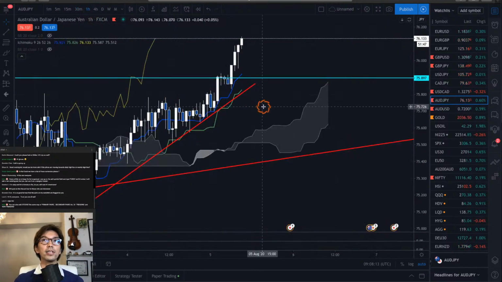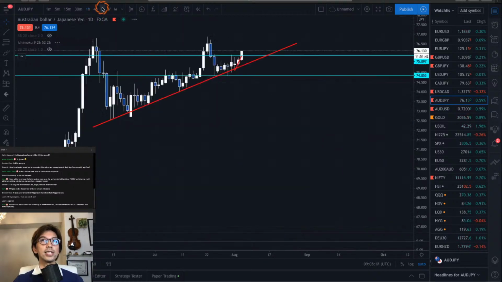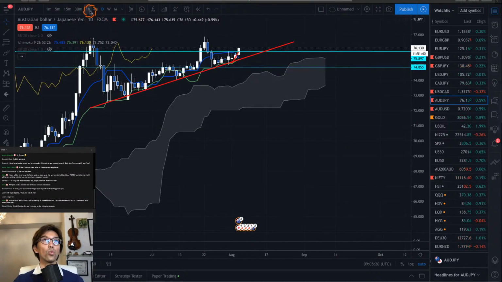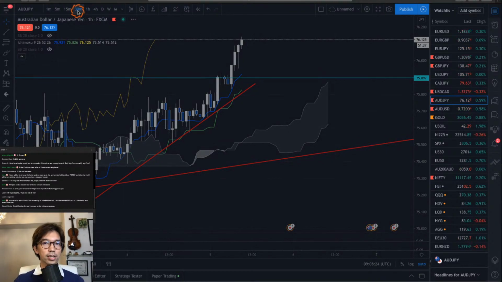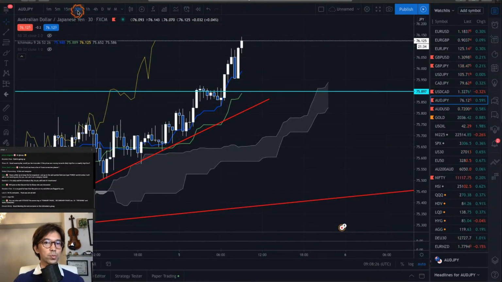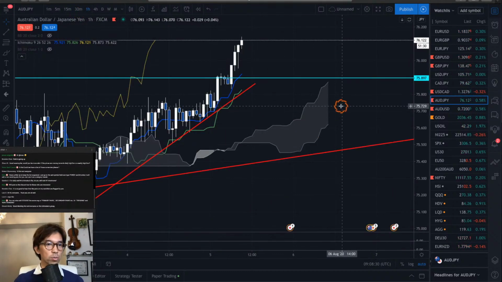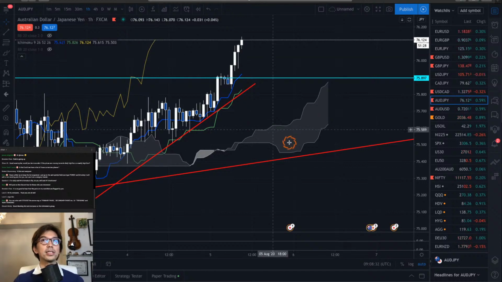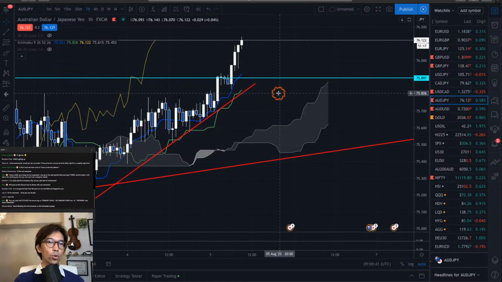AUD JPY. In the 1 hour chart, oh, this is a nice uptrend. So we confirmed the daily chart uptrend, and the 1 hour chart also uptrend. And also the 30-minute chart is uptrend too. So in this case, the 1 hour chart Kumo is thicker than 30. So I take the 1 hour chart Kumo because of the thickness. So I take the 1 hour, and then I move down to the lower time frame.